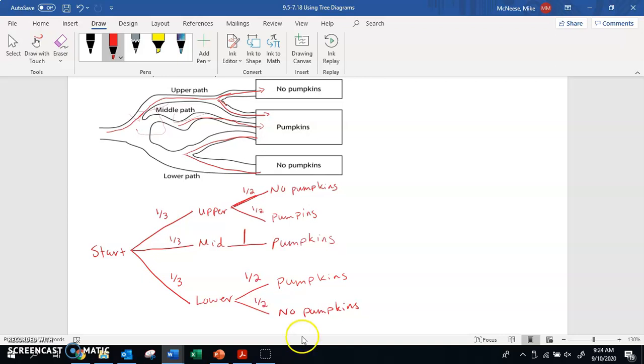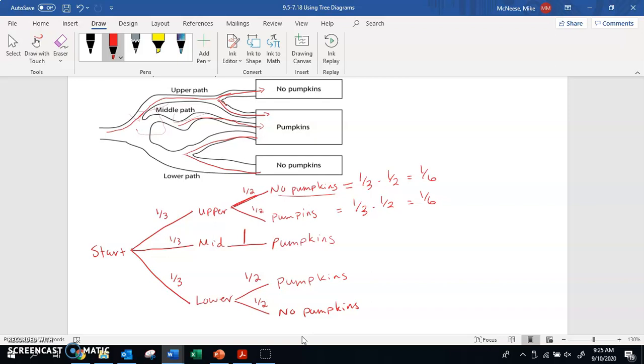And so we've got 5 options total. The very top one, we've got 1/2. To get from start to this spot right here, we have 1 in 3 chance and 1 in 2 chance. Anytime we have and, we multiply. So 1 out of 3 times 1 out of 2 gives you 1 out of 6. This one is 1 out of 3 and 1 out of 2, so it's the same thing. 1 out of 3 times 1 out of 2 equals 1 out of 6.